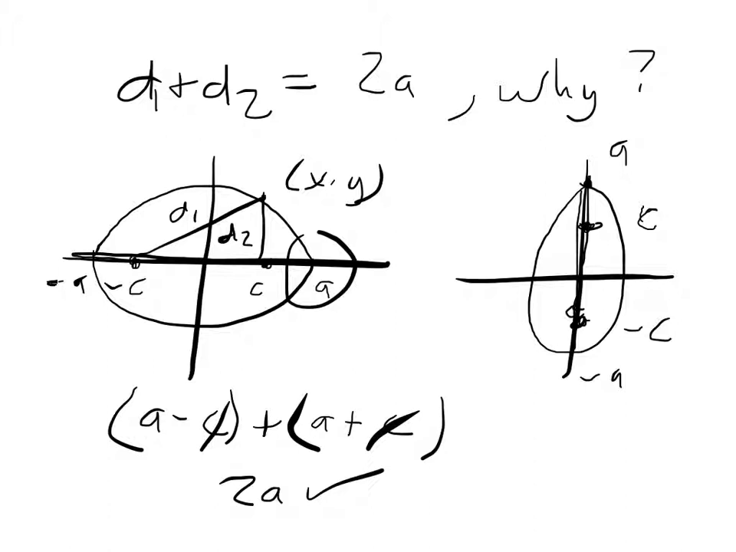So that distance that you're holding constant, the sum of the two focal lengths, the distances to the foci, is going to be twice the length of your semi-major axis. It's twice the length of a semi-axis here, from out here too. So if your length here is 2A, then we know that D1 plus D2 is going to be 2A.